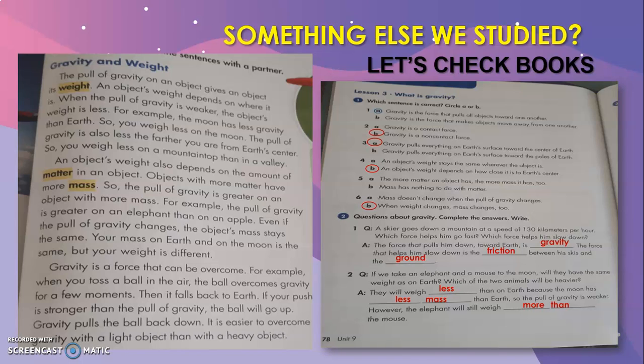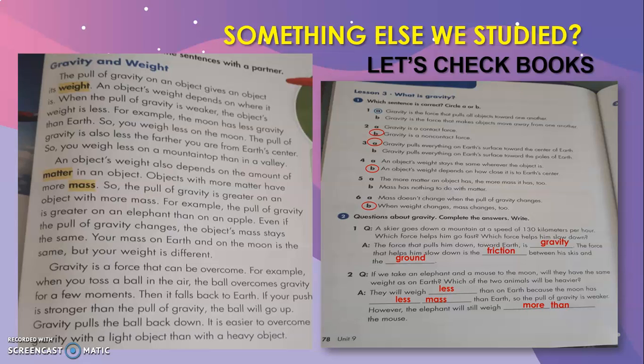From the first one, the correct one was A. Gravity is the force that pulls all objects toward one another. What was the correct one in number 2, Alexa? Yes, gravity is a non-contact force. That is to say, B. Good. Carla, in number 3, A or B? A. Gravity pulls everything on Earth's surface toward the center of Earth.